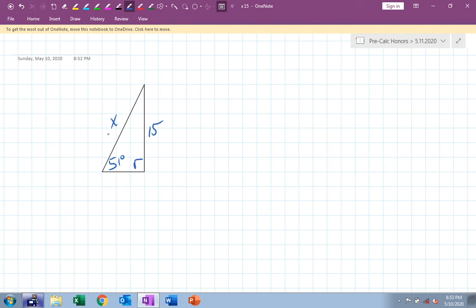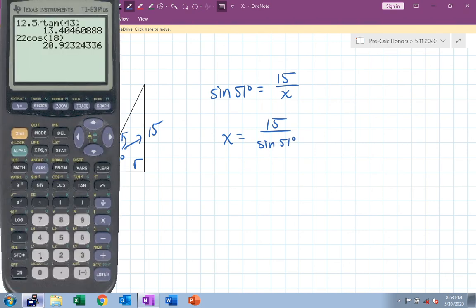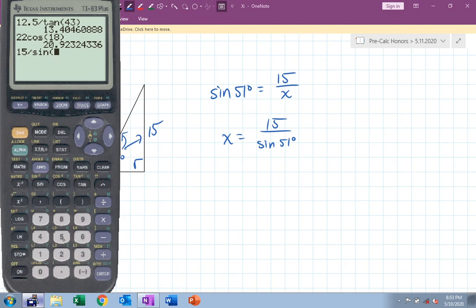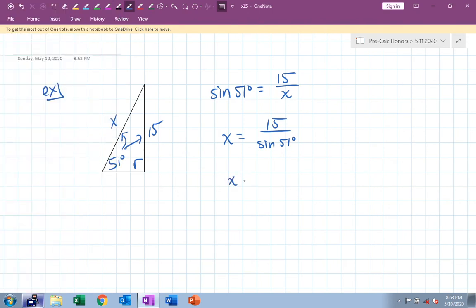So, I want to know x again. Well, I know the opposite. I know the hypotenuse. So that again means we're going to use whatever uses O and H, and that's the sine. The sine of 51 degrees is our opposite 15 over a hypotenuse x. Then we solve for x, so we get x to be 15 over sine of 51. Grab the calculator. Get 19.3 for x.